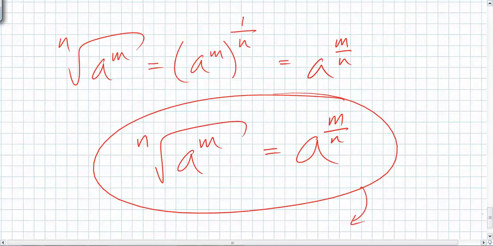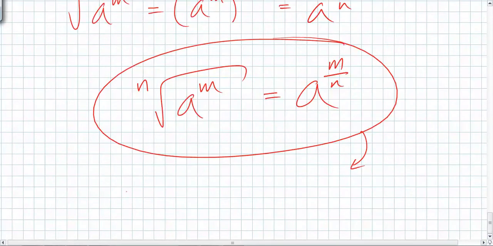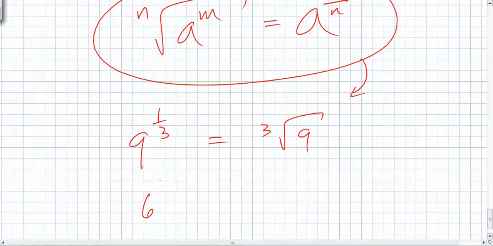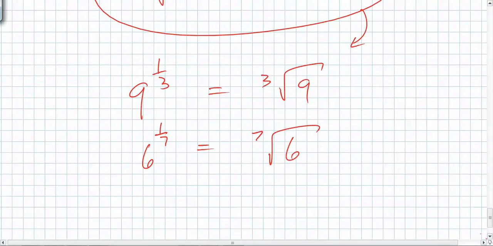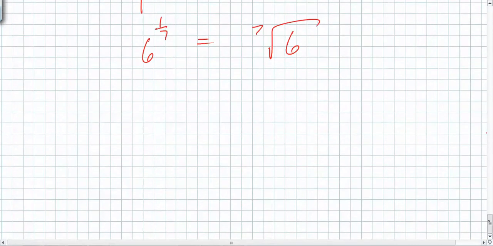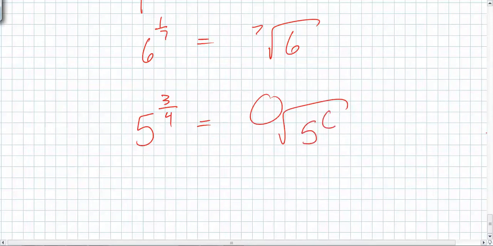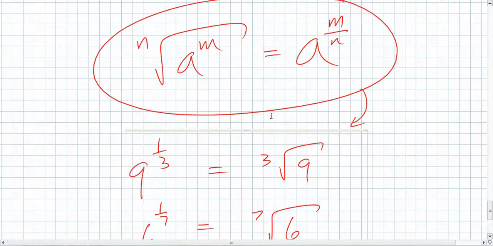This also goes backwards. So let's say I said this. What is 9 to the 1/3? What does that mean? That means cube root of 9. So what happens if I said 6 to the 1/7? What does that mean? 7th root of 6. So what happens if I said 5 to the 3/4? That's some root of 5 to some power. 5 to the 3rd, and what root is it? 4th root. So they go both ways. These rules go both ways. Yes, it's a lot to take in. I'll leave this up here.